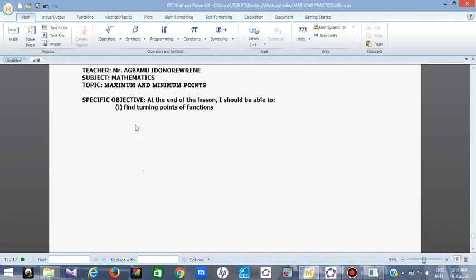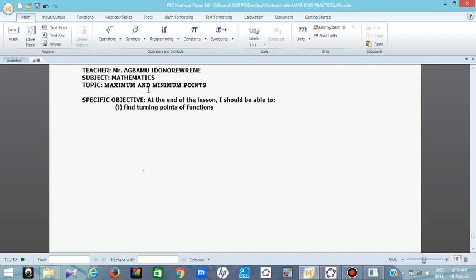I'm here to teach you a topic in mathematics under differentiation in calculus, which is maximum and minimum point. All I want us to achieve in this class is to find how to get the turning point of a function. So if you are asked to find the maximum or the minimum point of any function, I'm going to demonstrate how you can do it.